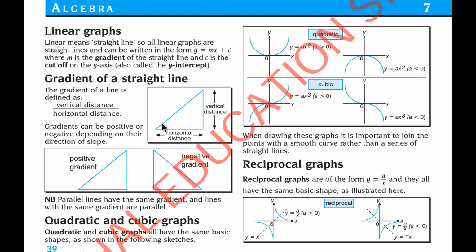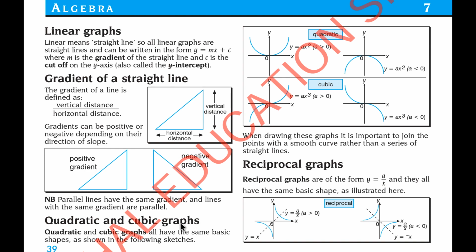If you have a straight line like this, it has a positive gradient. If you have something like this, it has a negative gradient. Parallel lines have the same gradient, and lines with the same gradient are parallel. And there's another special thing: if lines are perpendicular to each other, when you multiply the two gradients together, the gradient product equals -1.